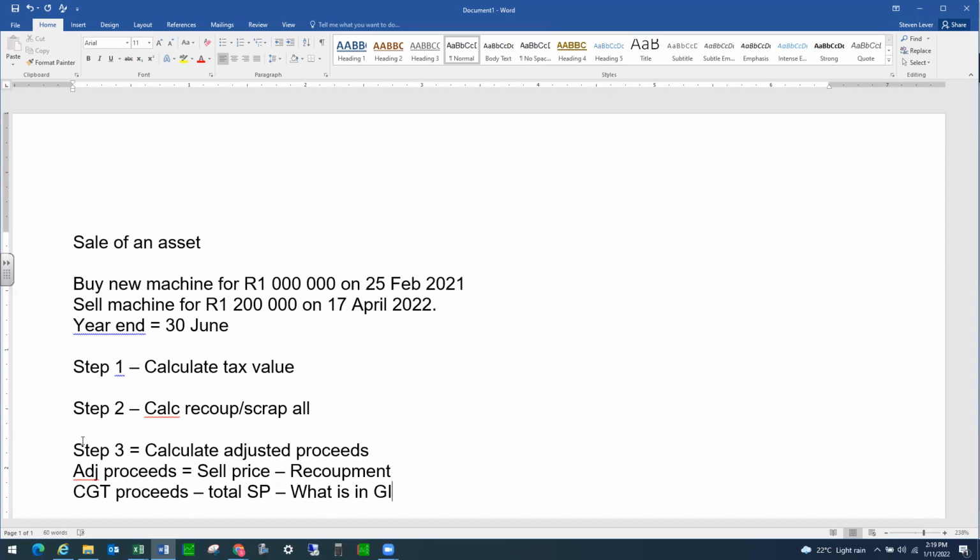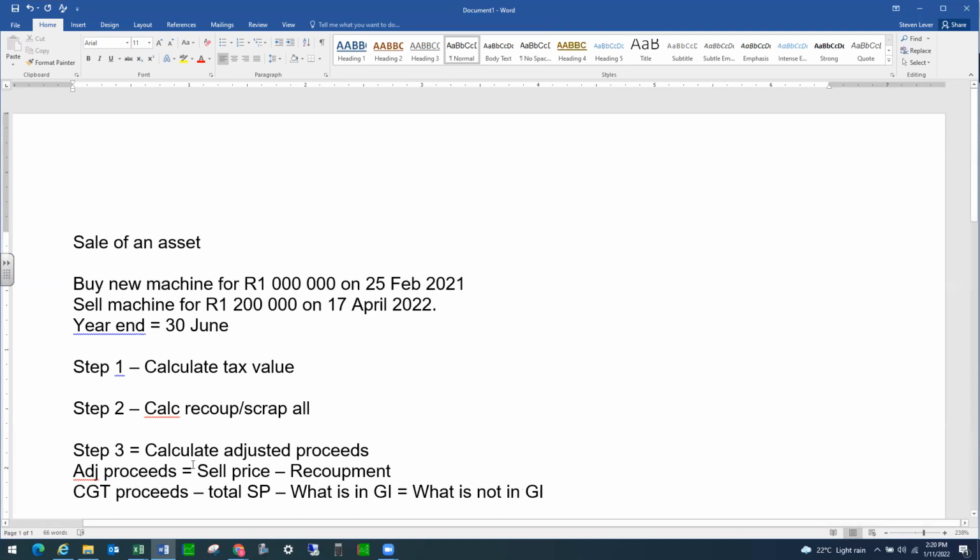Let me just say that again to you. Whenever you're doing CGT proceeds, it's always equal to the total selling price minus what is in gross income. And what is that equal to? What is not in gross income. And that's what proceeds is. Proceeds is what is not in gross income. Does that make sense? Yeah, that makes sense.